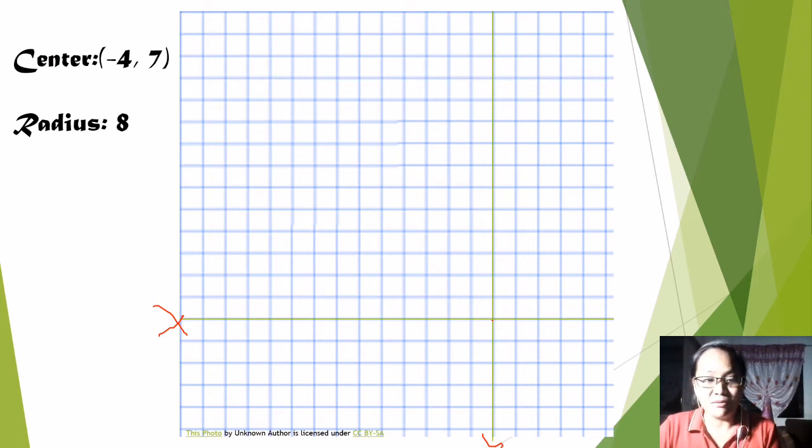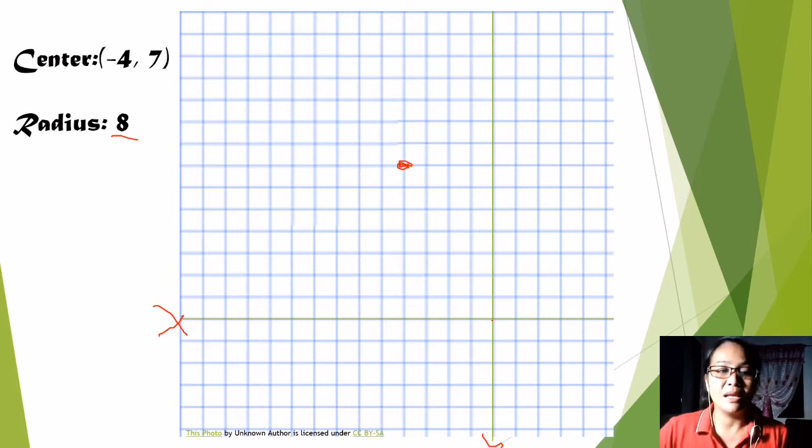So we have negative 4, so going to the left, 4 times 1, 2, 3, 4, and then going up, which is our y, positive going up, 1, 2, 3, 4, 5, 6, 7. Therefore, this is our center of the circle. And then, ang radius natin ay 8. So, pag sinabi nating radius, from center to any point of the circle. So, from the center, this point, mag-move tayo ng 8.